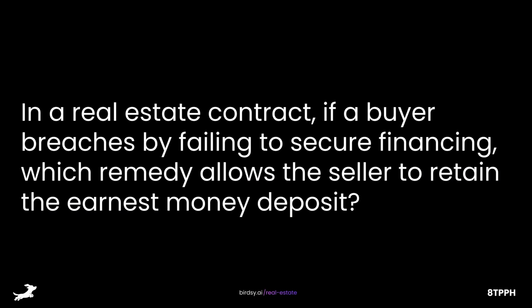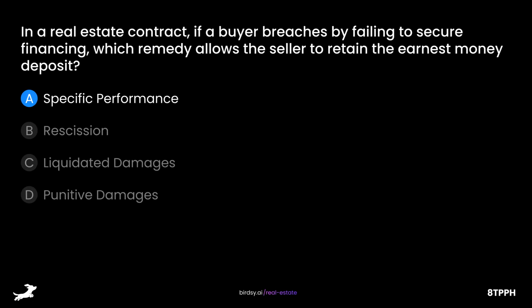In a real estate contract, if a buyer breaches by failing to secure financing, which remedy allows the seller to retain the earnest money deposit? Is it A, specific performance, B, rescission, C, liquidated damages, or D, punitive damages? The answer is C, liquidated damages.